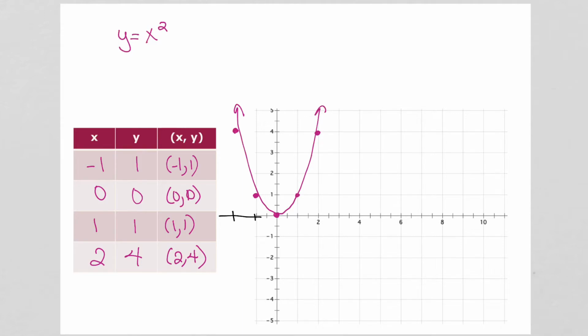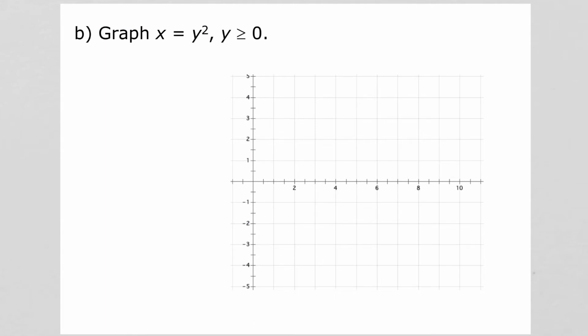Part B asks us to then graph x equals y squared for, this should say, x is greater than 0. Okay, so what does that mean? Well, instead of graphing y equals x squared, you want to graph x equals y squared, then we're just going to take the points from the other graph and switch them. So we've switched the x and y on the points. So we've got the points (-1, 1), (0, 0), (1, 1), and (4, 2).